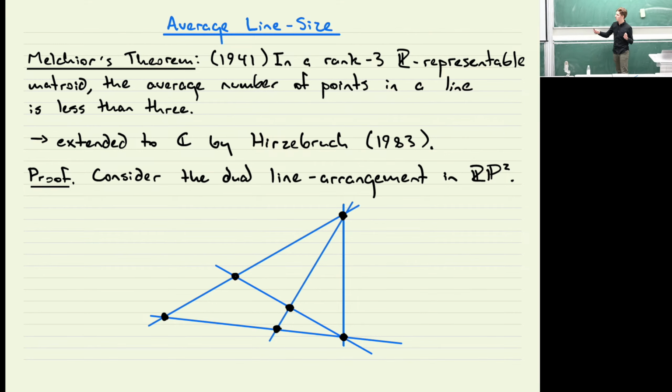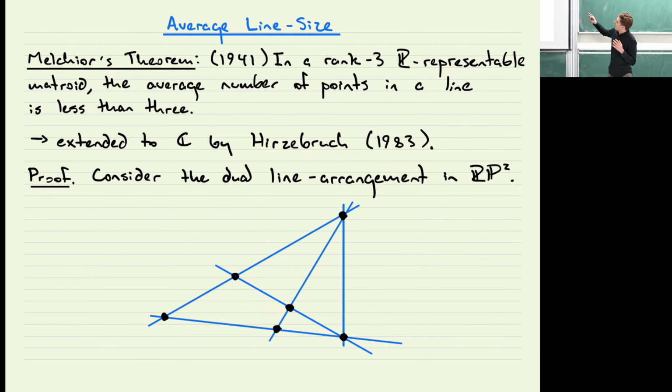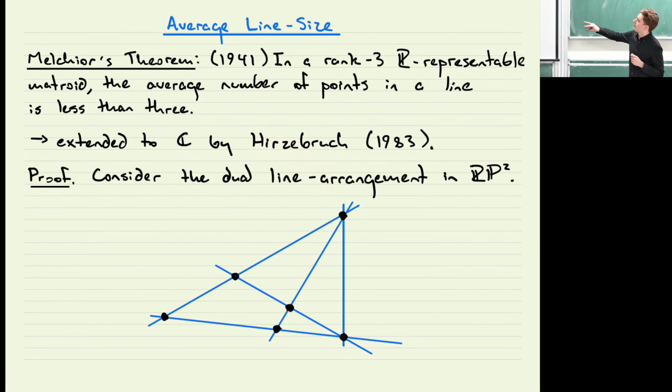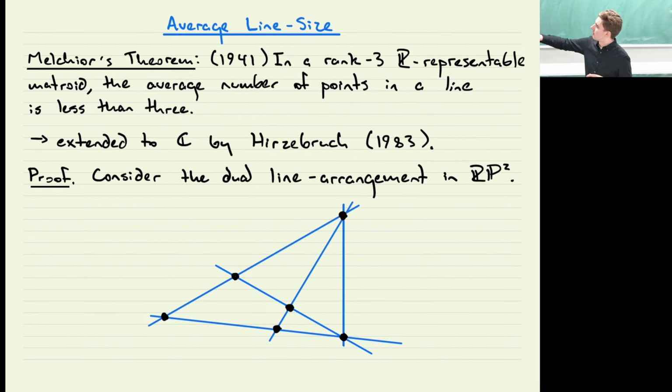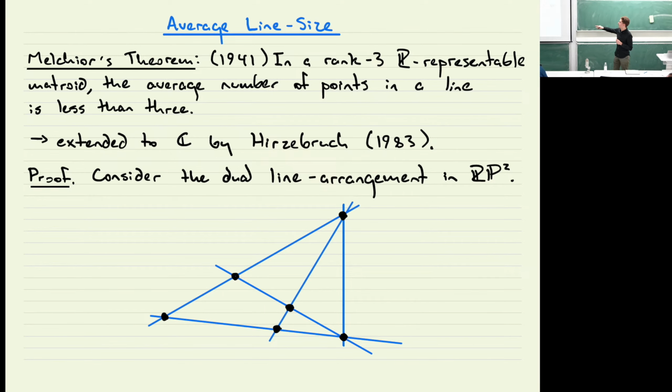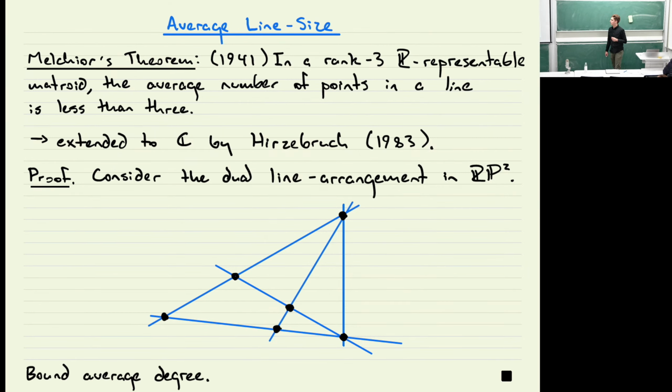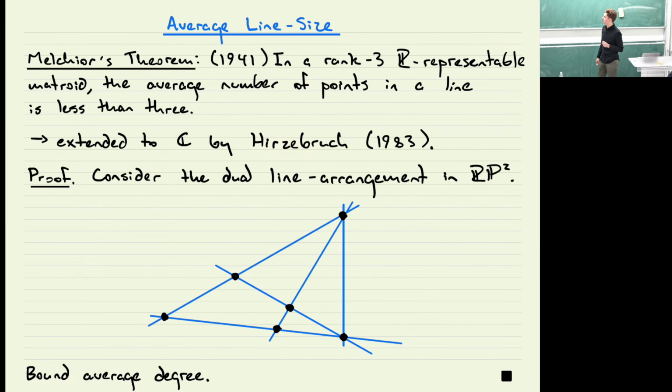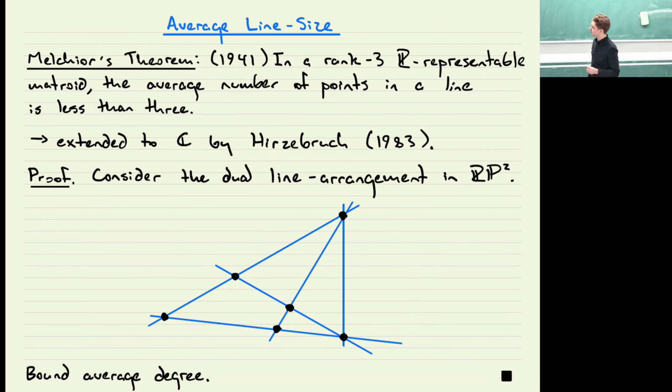It's the dual version of Melchior's theorem. But now the trick is to just use graph theory. So as you can maybe kind of see, this set of intersection points, if you view those points as vertices, you have a graph drawing in the projective plane, these line segments as edges. And we know that such graphs have bounded average degree, and that's how you prove the result.